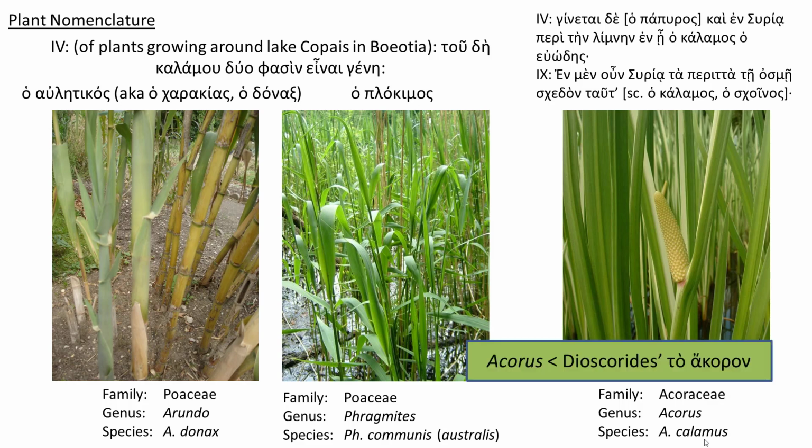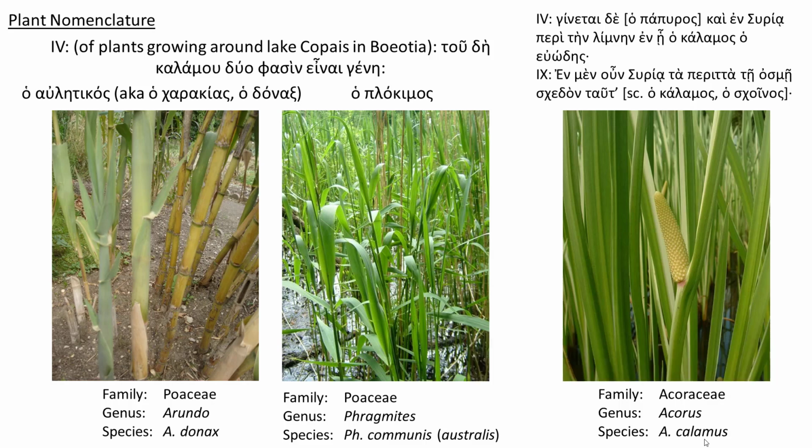The genus name also comes from Dioscorides, who called it to akoron. Phylogenetic systematics has placed this monocot as the sole genus in a family Acoraceae, and Theophrastus too was using the name ho calamos ho elodes generically, that is, as a monotypic genus.